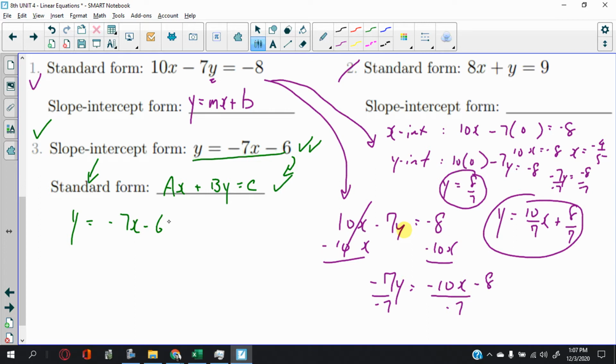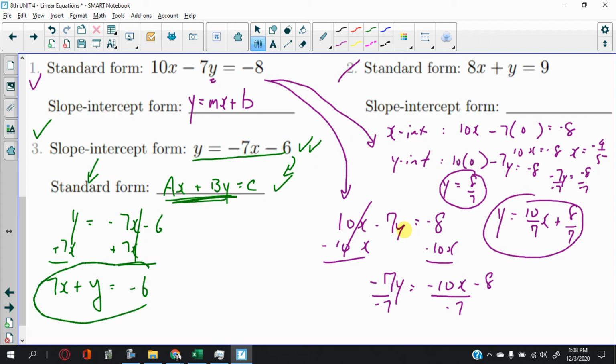Now, for this, I want all the letters on one side. I want x and y on the same side. So all I have to do here is plus 7x on both sides. So that's just 7x plus y equals negative 6. And voila, that's it. Job done. Okay? All right. So that's that.